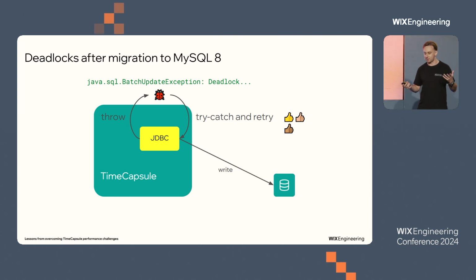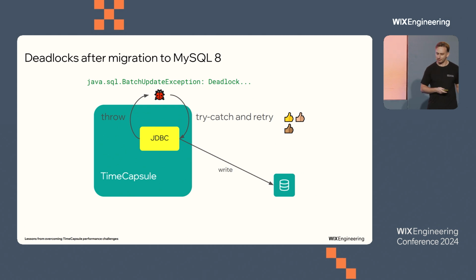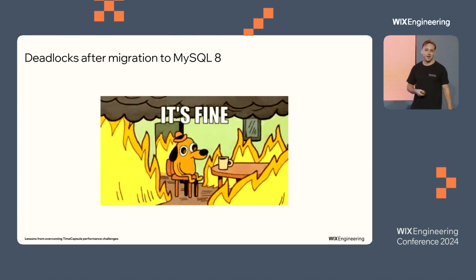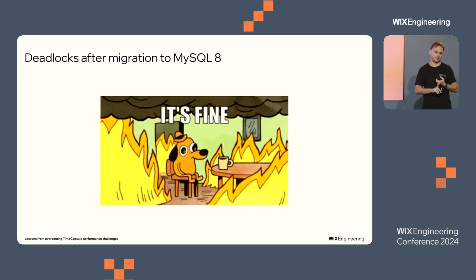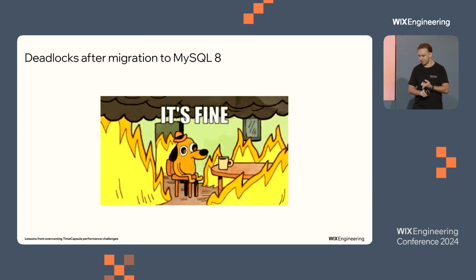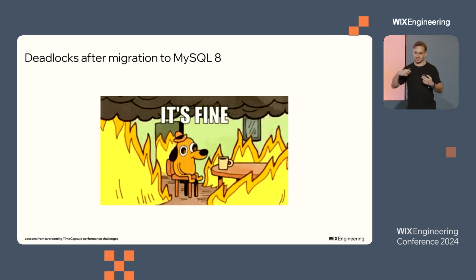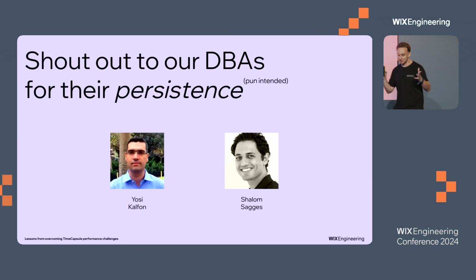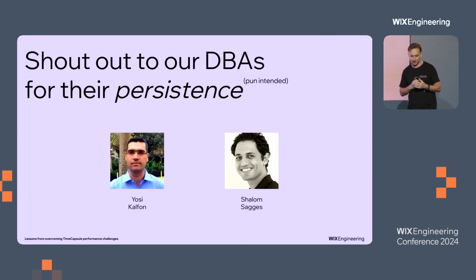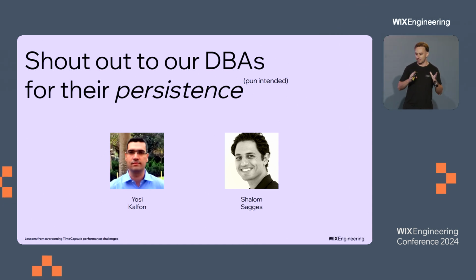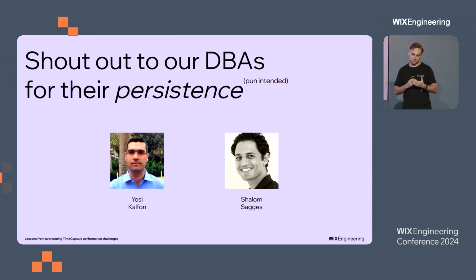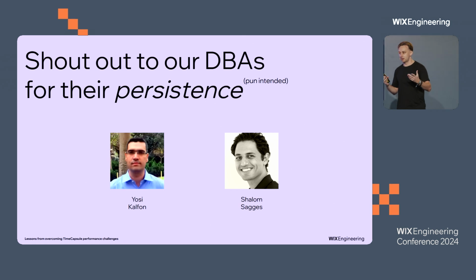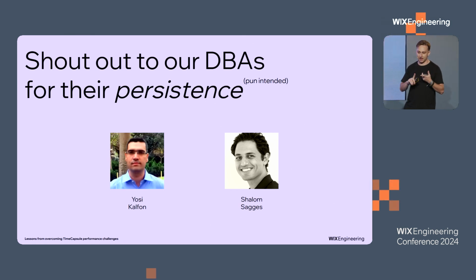And we thought, well, maybe it's some false positive. Maybe MySQL is wrong. And so we left this try-catch and retry in the code for some time, until DBAs reached out to us and said, hey, guys, you have deadlocks. This is very bad. But we still brushed it off as something unimportant. And this is the point where I would like to thank our DBAs for their persistence. Again, pun intended. Because these guys convinced us that we have to split our big query into multiple queries. And indeed, after we did that, we discovered that we no longer have deadlocks.